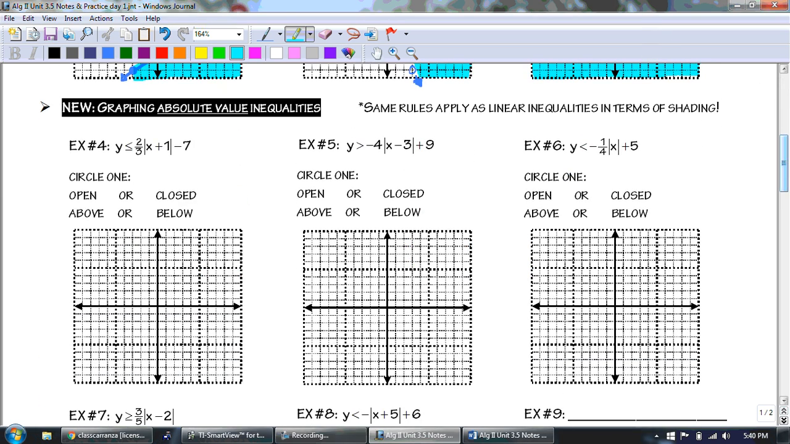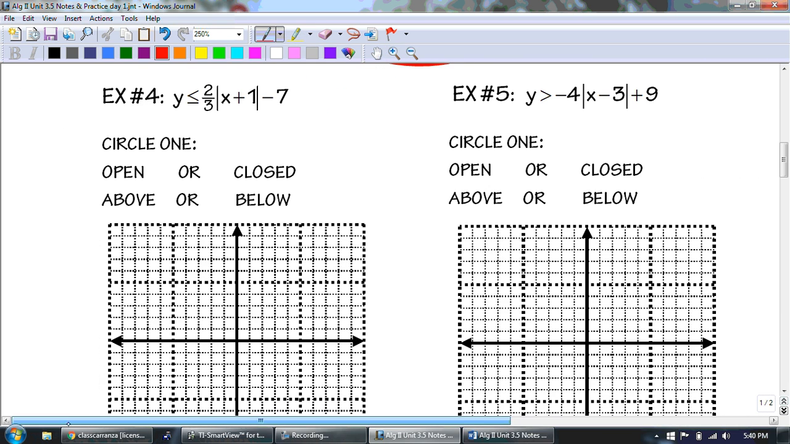New thing: what we're talking about today is graphing absolute value inequalities. Yes, now we're going to be doing this with inequalities. The nice thing is it's the same rules as linear inequalities in terms of shading, which is awesome. When we look at this first one, all we do is look at this symbol, less than or equal to. It's or equal to, so it's closed. It's less than, so it's below. And now we just look at everything else.